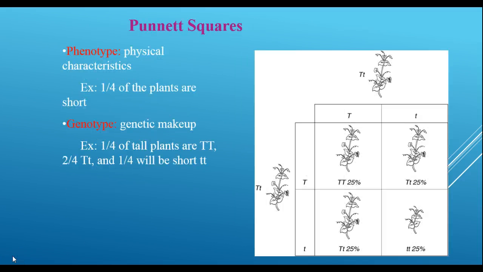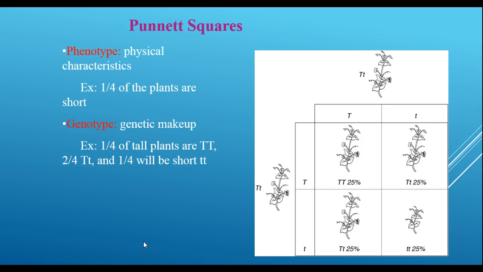So how do geneticists, or people like Gregor Mendel, use Punnett squares to gather data? From a Punnett square, we can look at two different types of data: the ratios of the phenotypes that are present, and the ratios of the genotypes that are present. A phenotype is the physical characteristics that we can see. If we take a look at this Punnett square, we can see that we have a tall plant here, here, and here. We can see that this is a short plant.